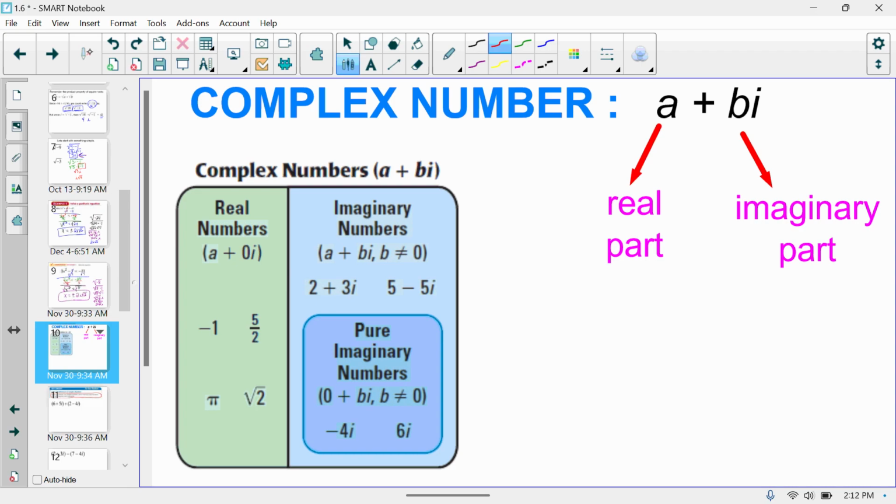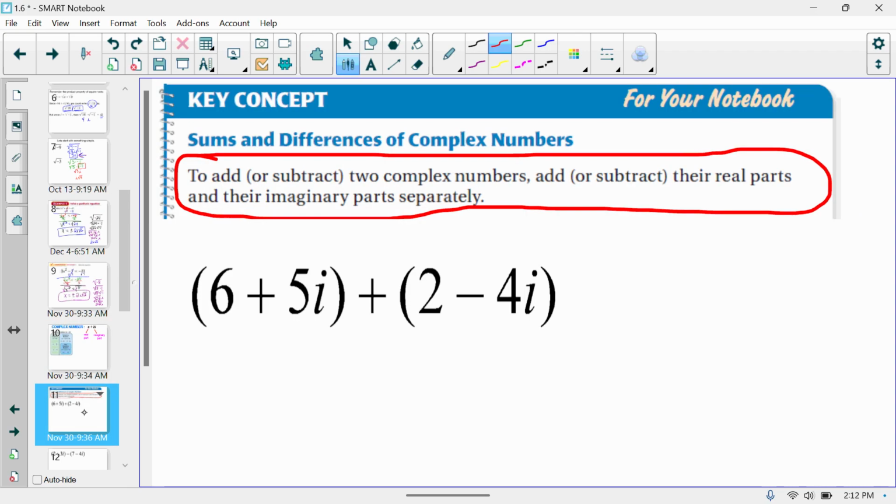All right. So if you're going to add and subtract complex numbers, basically you're just going to add the real parts together and you're going to add the imaginary parts together, okay? So look, this is a complex number plus another complex number. Go ahead and copy this question down into your notes.